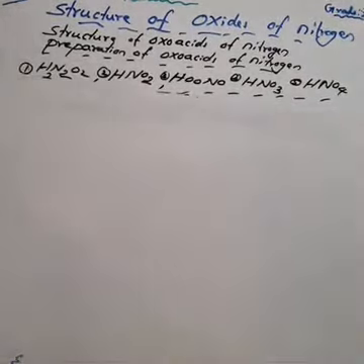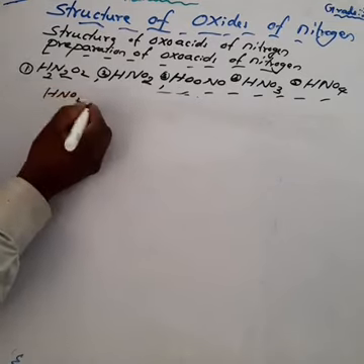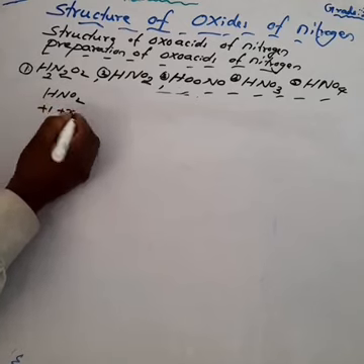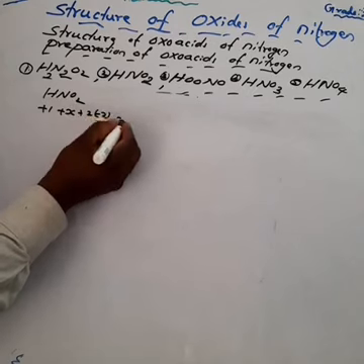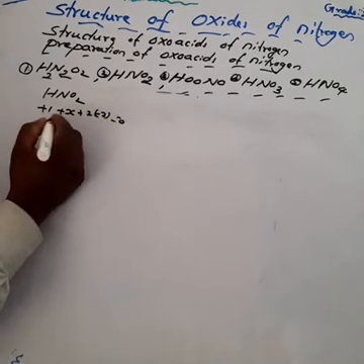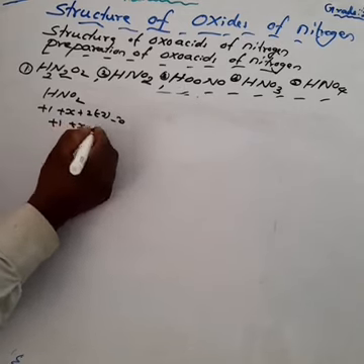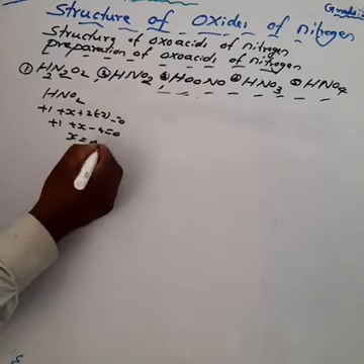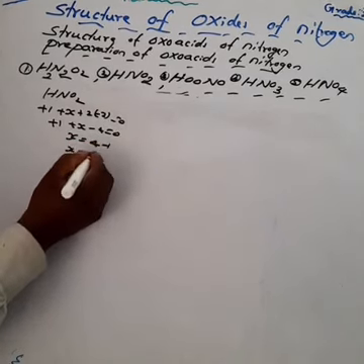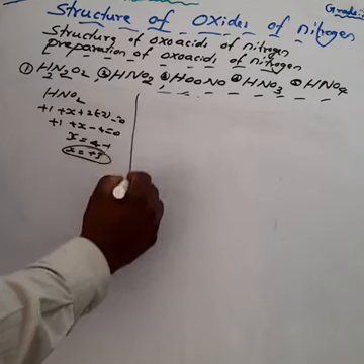Nitrous acid, what is the oxidation state of nitrous acid? All of you know that one. Hydrogen is +1, nitrogen is taken as X, oxygen is -2 into 2. So +1 plus X minus 2 into 2 is equal to 0. +1 plus X minus 4 is equal to 0. X is equal to 4 minus 1, X is equal to +3 oxidation state. Am I right? So how will you write the equation? Barium nitrite. What is the formula of barium nitrite?